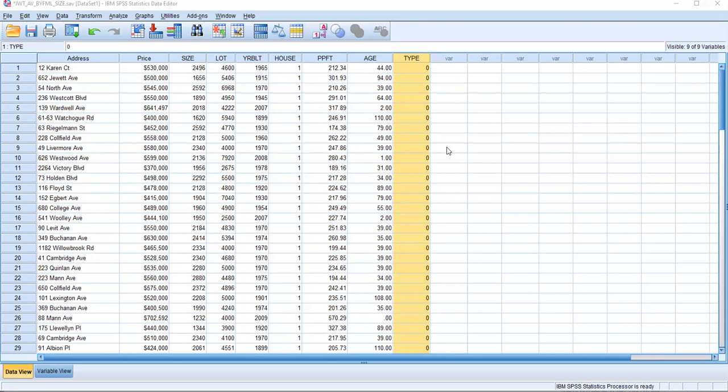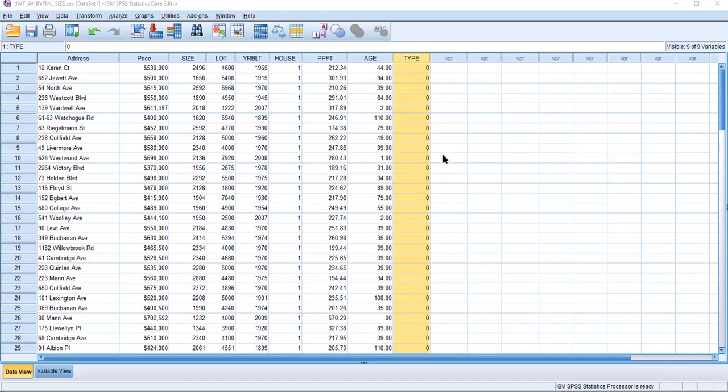So how do we go through the process? We're going to calculate the mean. We're going to calculate the standard deviation. We're going to calculate the Z value. And we're going to test the hypothesis. So SPSS will give you everything.